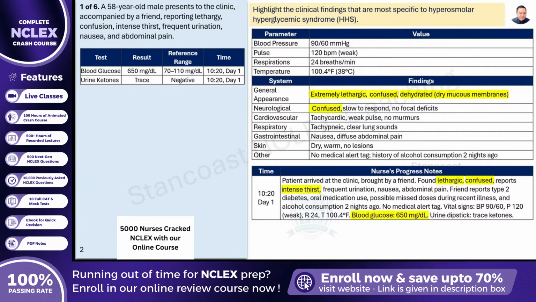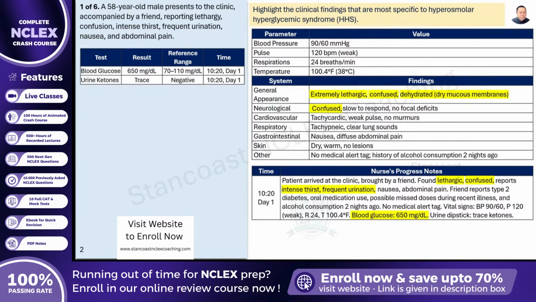The next assessment finding is this one, frequent urination or polyuria. This is very common in HHS. Again, this is caused by the excess glucose in the blood spilling into the urine. We call that glucosuria, which is going to draw water with it, and this is going to lead to dehydration.